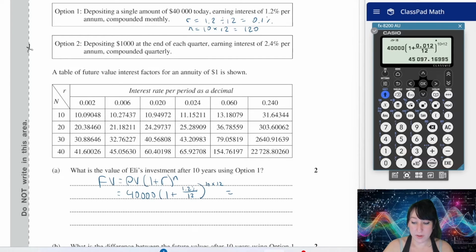So we'll get a future value of $45,097.17.